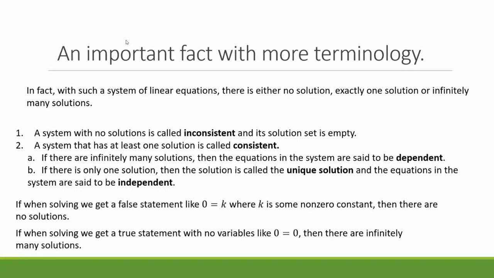If there are no solutions, we say the system is inconsistent, and the solution set is empty. Now, if there's at least one solution, we say it's consistent.